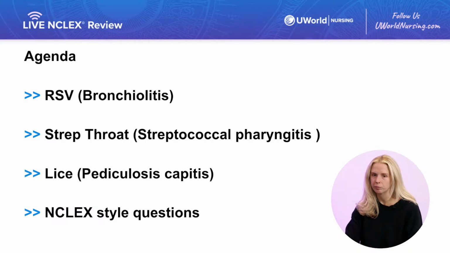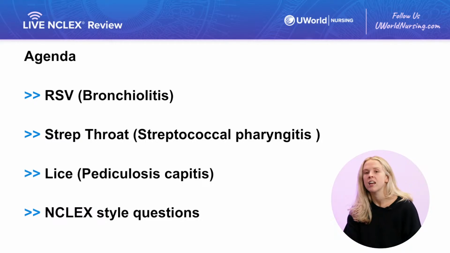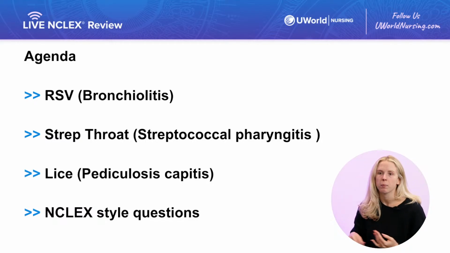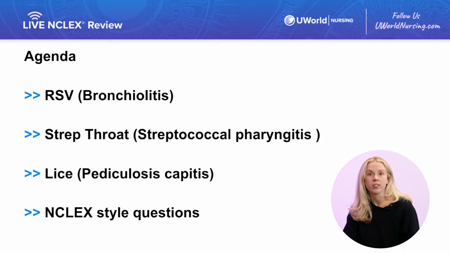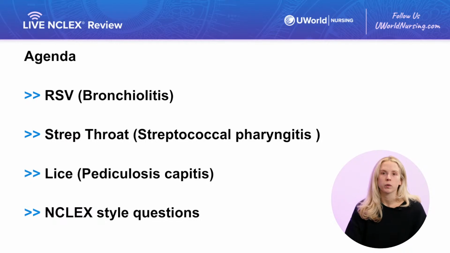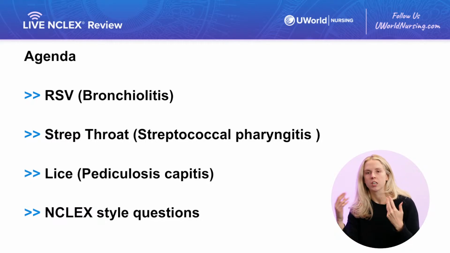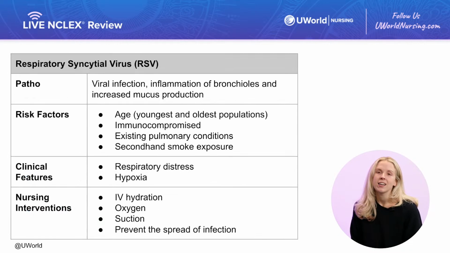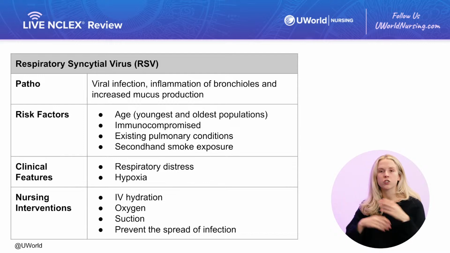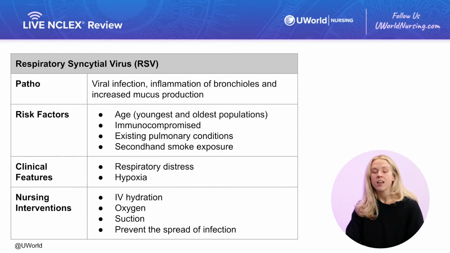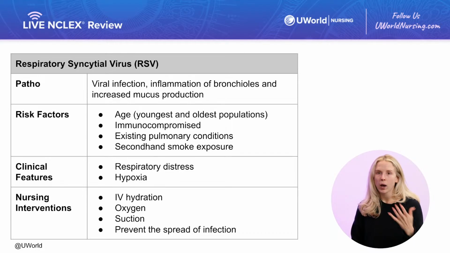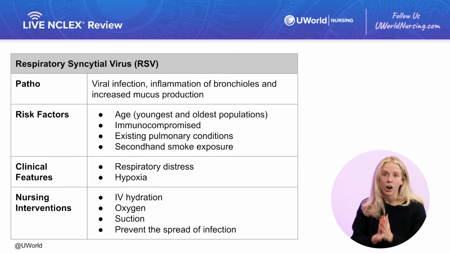Looking at this agenda, again, we have 3 pediatric topics: RSV, strep throat, and head lice. So let's get started with RSV. We're going to start with bronchiolitis, or RSV, which is short for respiratory syncytial virus, an extremely common viral infection that's going to affect so many of our little kiddos during cold and flu season. If you happen to ever be in the pediatric ER during those colder winter months, so much of what you're going to see is RSV related.